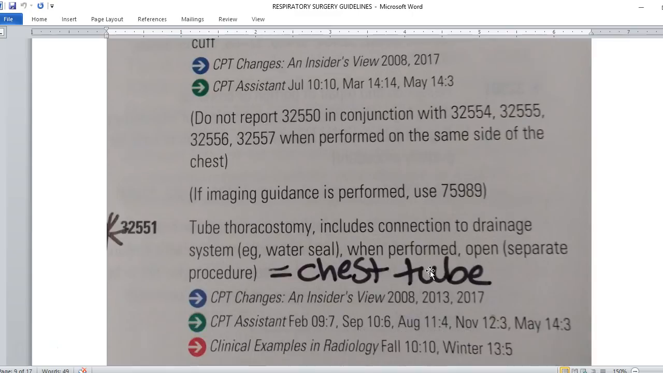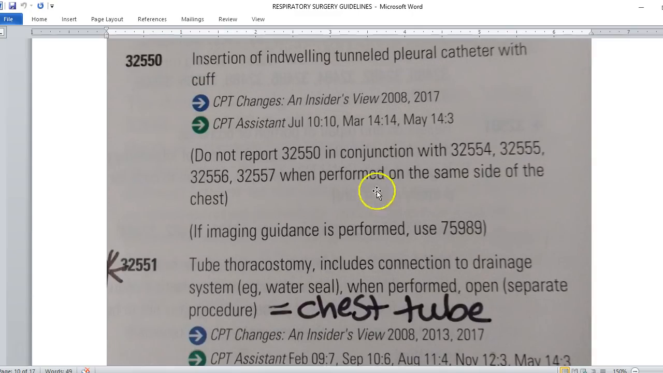Couple things I want to show you guys though. Number 1, code 32551, tube thoracostomy. This is a chest tube. This is when they're putting a tube into the chest cavity for drainage. A lot of times what happens is the chest cavity or the pleural cavity or the lungs themselves start building up with fluid. Again, it can be all different types of fluid. Hopefully it's not pus, but on occasion it is pus with bacteria in it. And what we do is we just allow it to drain outside of the body.